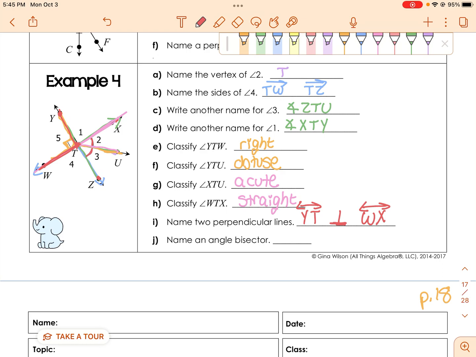And then an angle bisector. We see here that these two angles are congruent, 2 and 3. So we could say ray TU is actually the bisector of that big angle, XTZ. Let's say ray TU. If you wanted to, you can even say ray TY is a bisector because it's splitting this into angle 1 and angle 5, which are both 90. So there's a few angle bisectors in this picture.